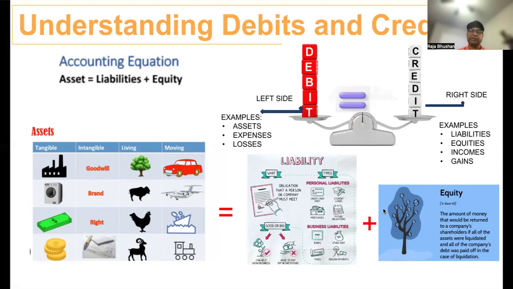Liabilities are what the business owes to third parties, and equity is what the owner has invested. So basically, these should balance. So debits should always be equal to the credits. So that is the basic accounting equation.